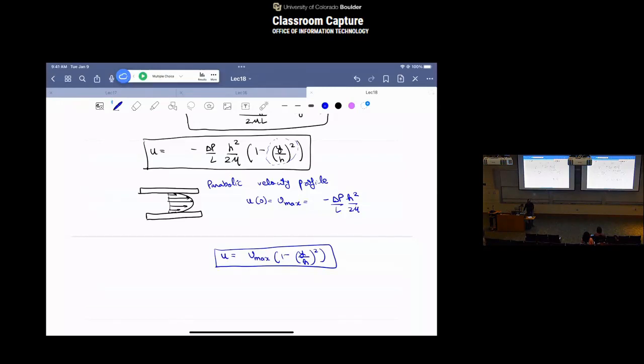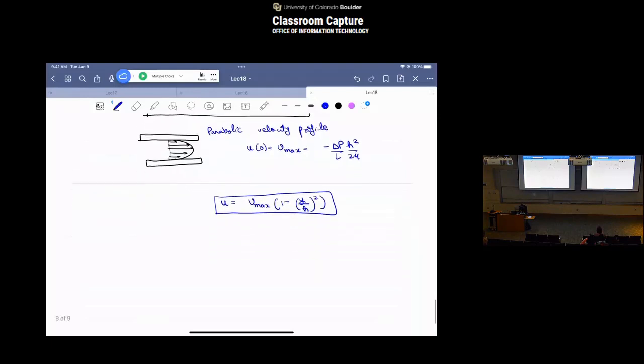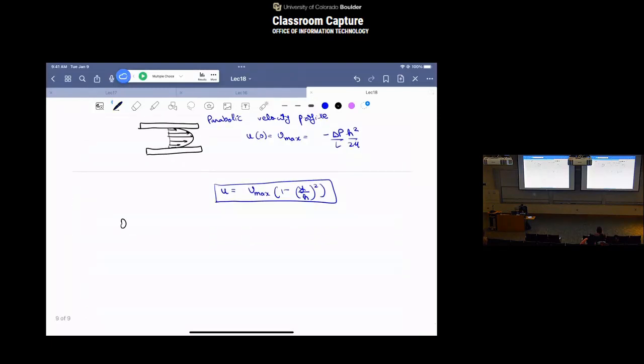Okay. Now, does anybody remember we had discussed how to calculate flow rate from a velocity profile, which is a varying function of y? We discussed this in the first lecture after the exam. So to calculate flow rate, what we should do is we do v dot n dA, right? Remember that?